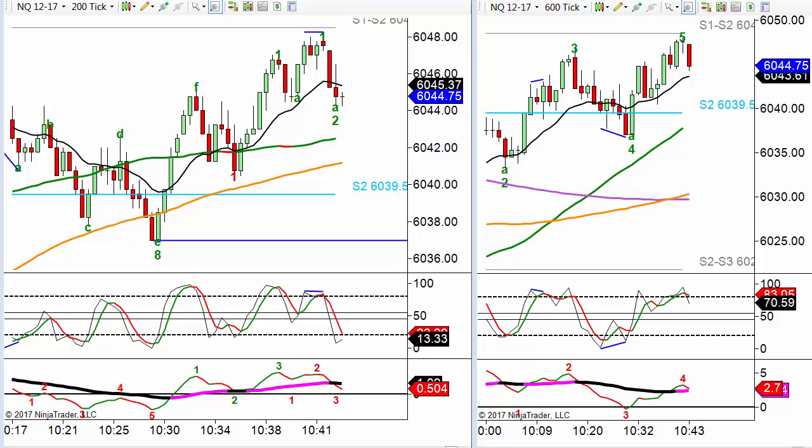It creates too many lines. You don't want too many support resistance levels on your charts. Otherwise, there's just too many lines. The market can't really go anywhere without running into a line. It kind of becomes meaningless.